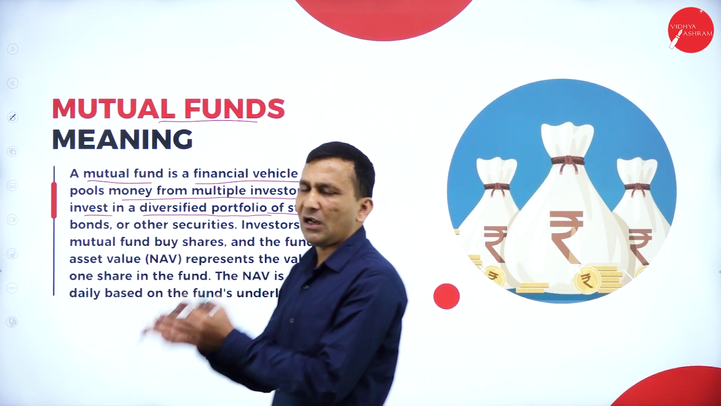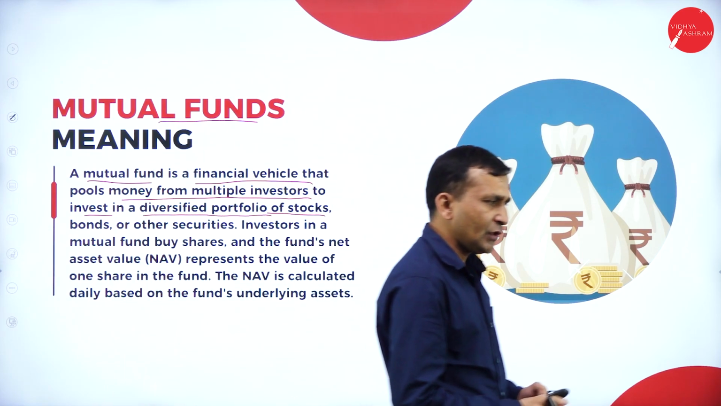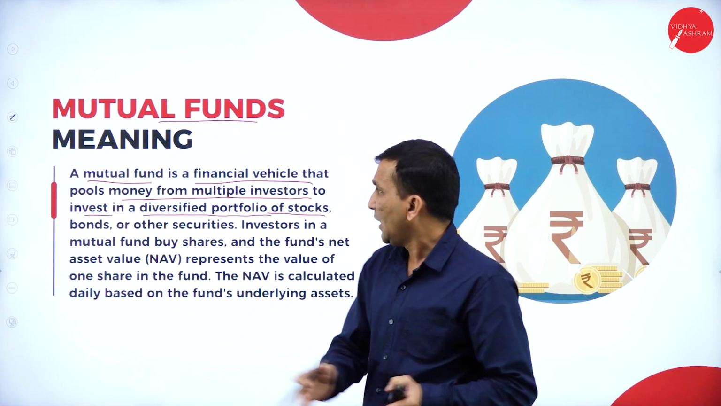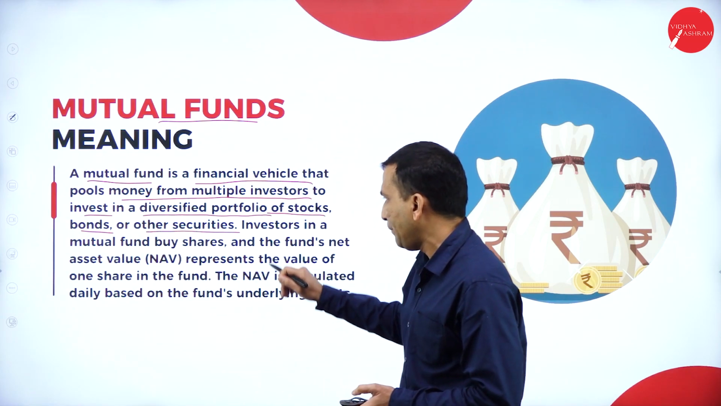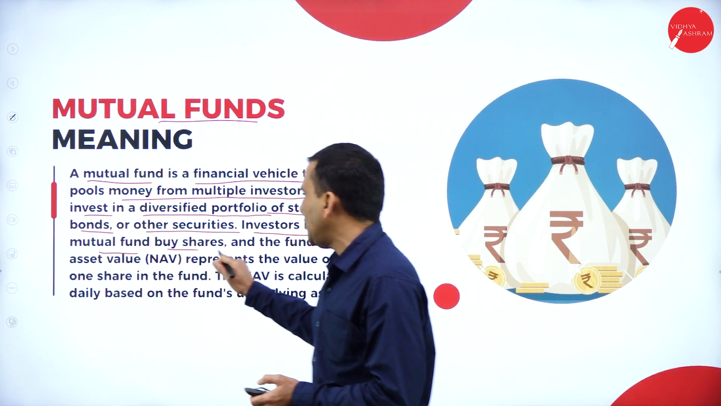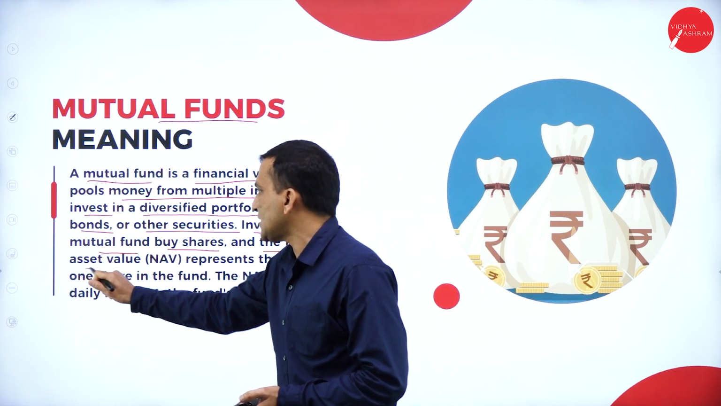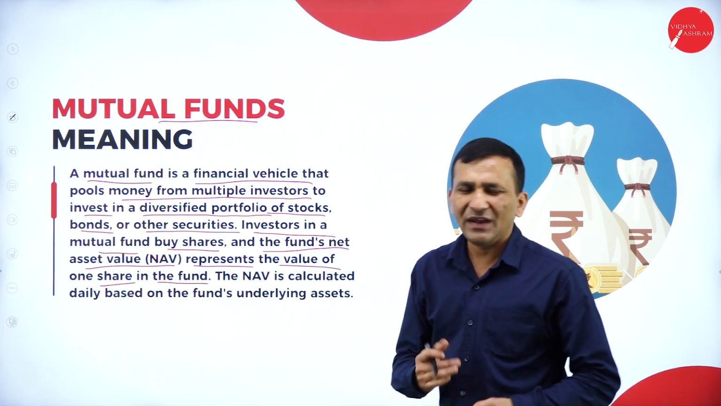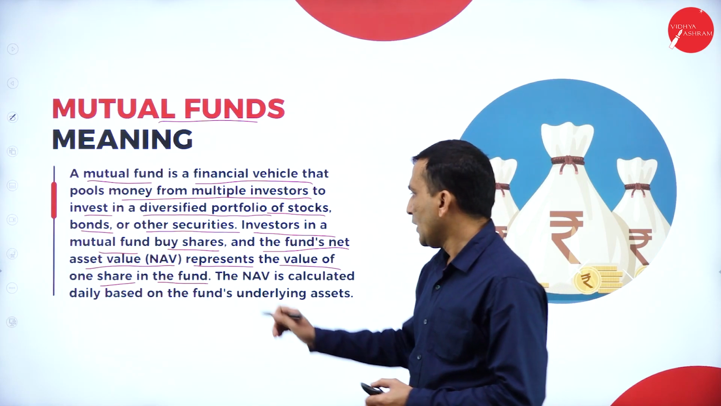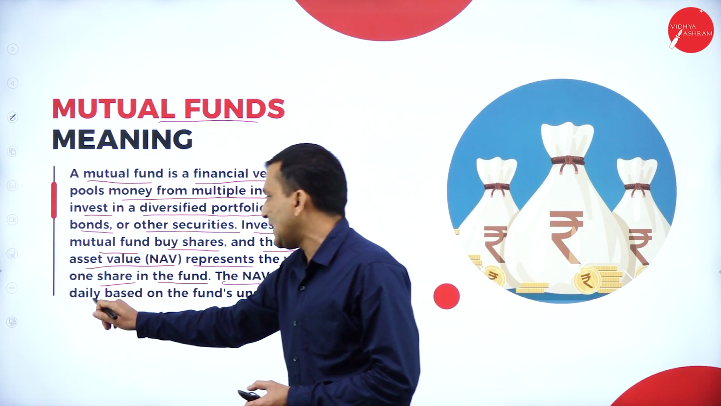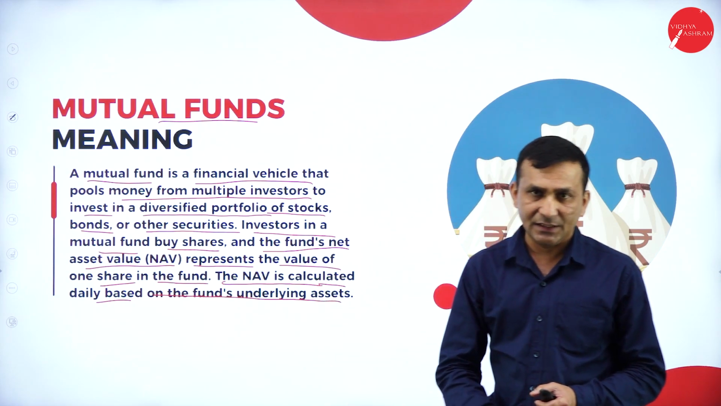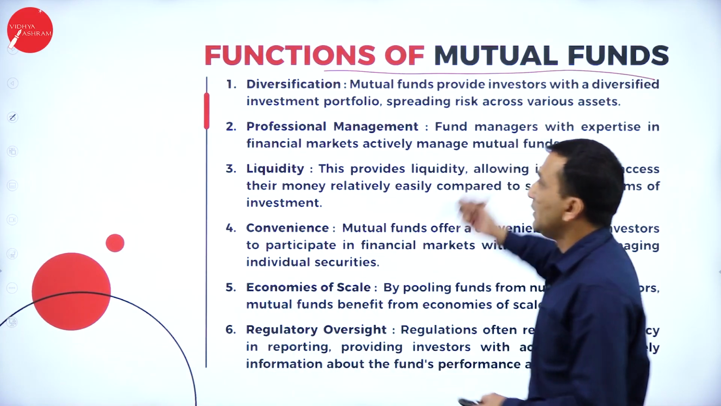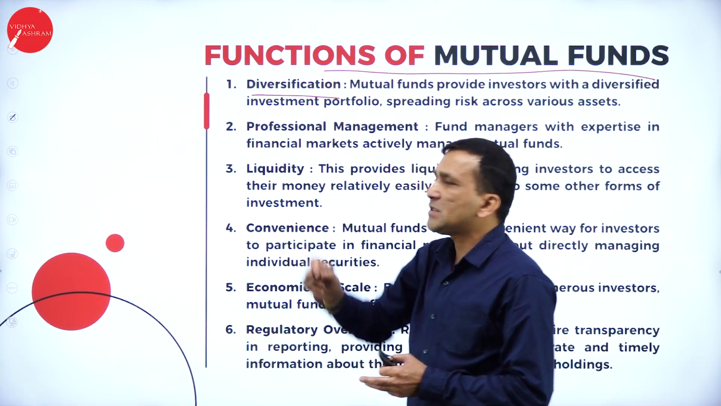Instead of investing in a particular company, if you invest in a mutual fund, the mutual fund sponsor diversifies the investment across stocks, bonds and other securities. Investors in the mutual fund buy shares, and the fund's net asset value, NAV, represents the value of one share in the fund. We can find out the liquidity position. The net asset value is calculated on a daily basis on the fund's underlying assets, because they are investing for the net asset value.